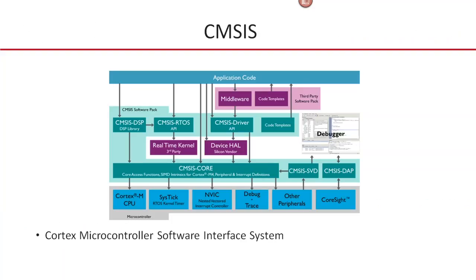In about 2006, when ARM first released their initial Cortex-M processor, they also started work on a standard called CMSIS, the Cortex Microcontroller Software Interface Standard. And this is a series of standards that intend to support development of C code on small Cortex-M based microcontrollers.